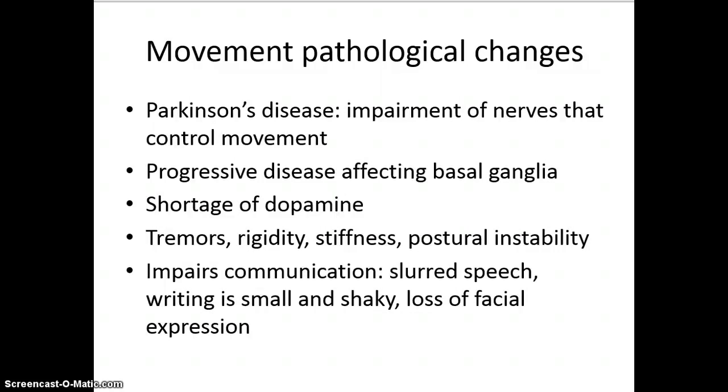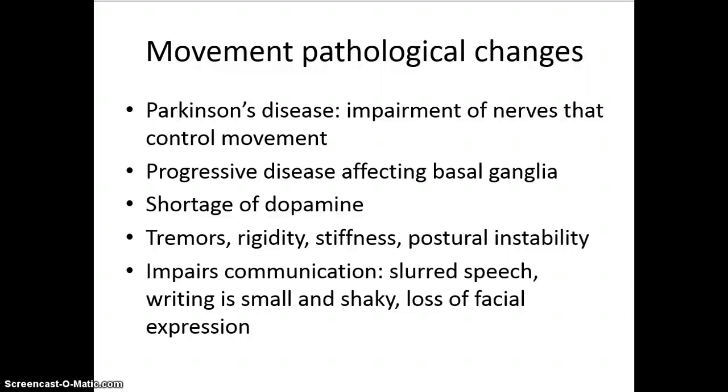With Parkinson's, we know the impairment of the nerves causes a loss of control of movement, with shaking of the hands and the Parkinson's shuffle. It is a progressive disease affecting the basal ganglia, and that is the area for movement. So we might see postural or movement changes that are affected. The dopamine in that area of the basal ganglia is the neurotransmitter that is responsible for that.